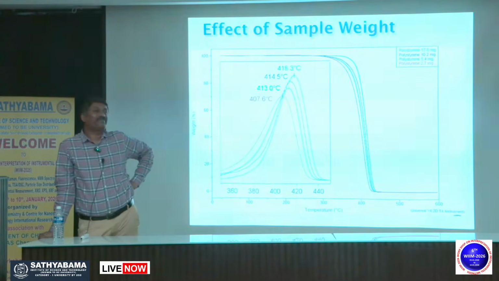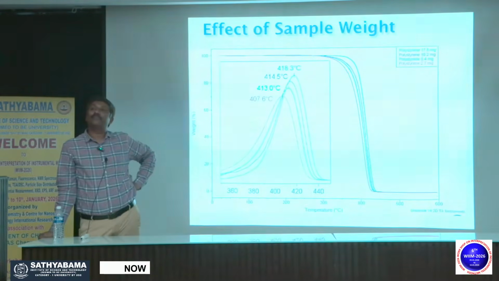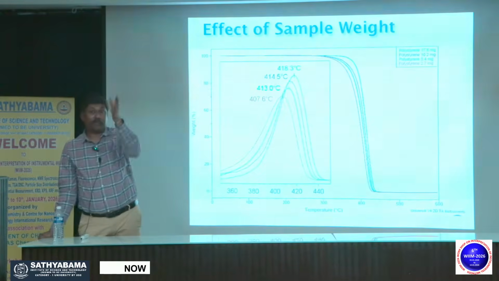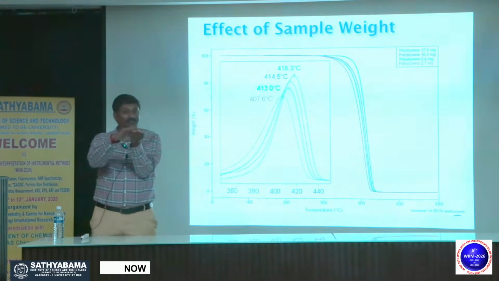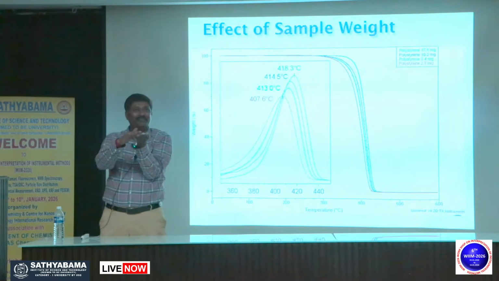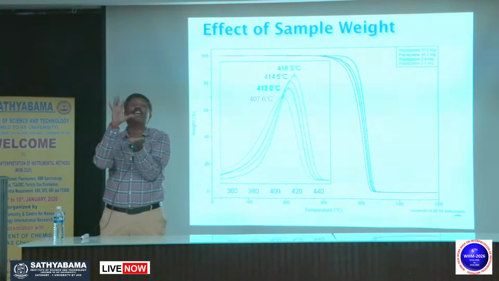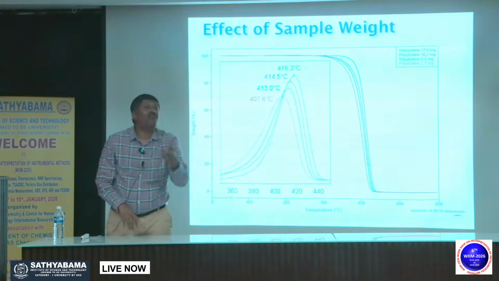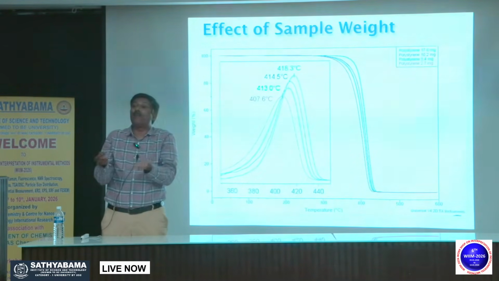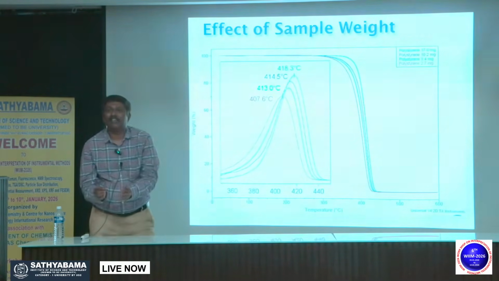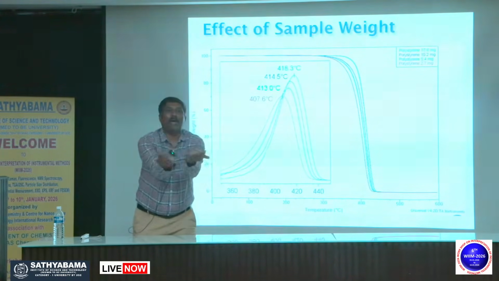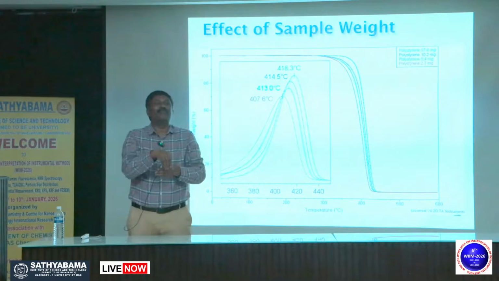Why 5? Remember, the sample should cover the pan, and it should be as thin a layer as possible. That means the sample has to be crystalline, or if it is amorphous, it's like a hill. Big hill, small hill, dumped. You will get a wrong result.